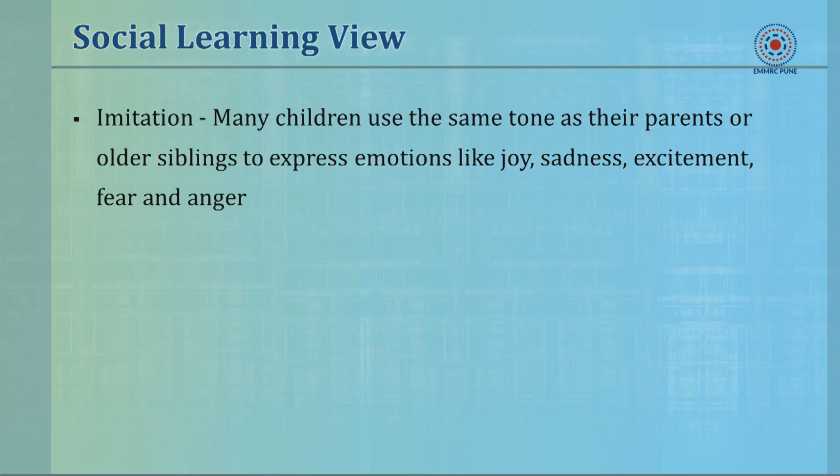Adults seem to greatly enjoy the process of teaching children to say words and sentences and even songs and poems. It is undoubtedly true that children do learn by imitating adults. In fact, many children use the same tone as their parents or older siblings to express emotions like joy, sadness, excitement, fear, and anger. While there is no doubt that imitation is one of the mechanisms in language acquisition, psychologists believe that it cannot explain the whole story.